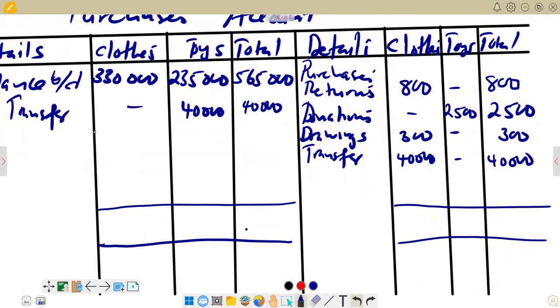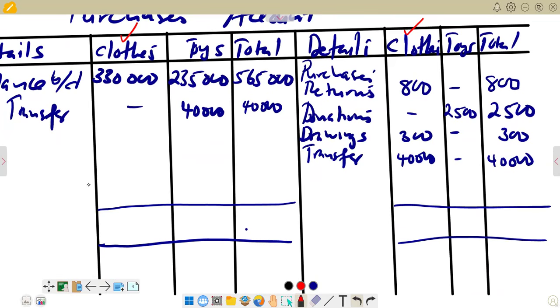So we can start by clothing. What we want to do is compare the clothing column for the debit side and the clothing column for the credit side. So what we are saying is, if you add the total of the debit and the total of the credit, you are going to see that the total of the debit is going to be greater.